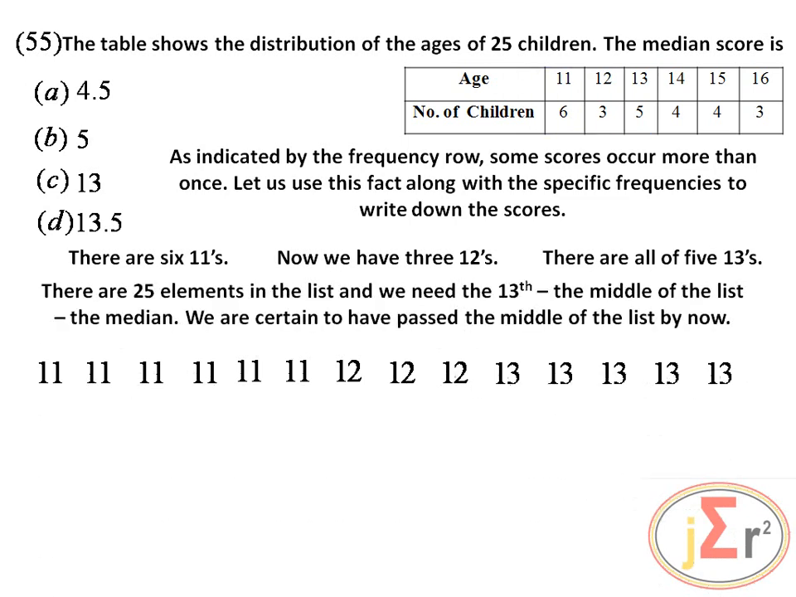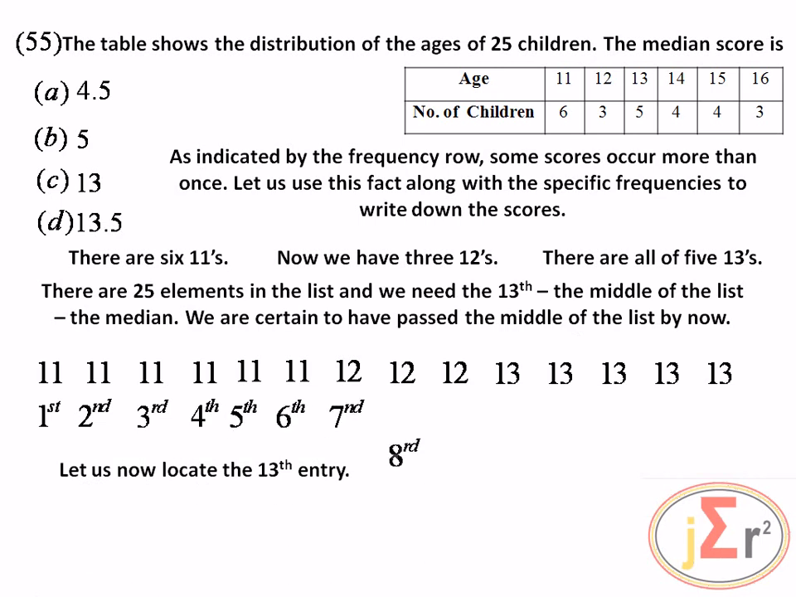There are 25 elements in the list and we need the 13th one. The middle of the list. The median. We are certain to have passed the middle of the list by now. Right. So we should be past the middle of the list by now. Let us now locate the 13th entry. First, second, third, fourth, fifth, sixth, seventh, eighth, ninth, 10th, 11th, 12th, 13th.